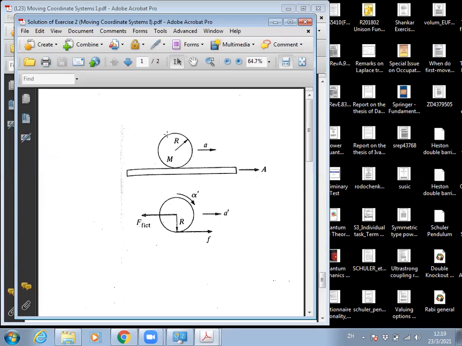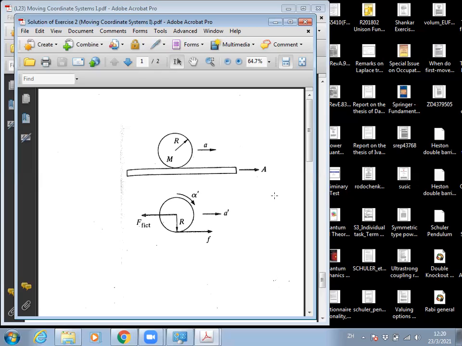Inside the accelerating frame, this is the force diagram on the cylinder. A fictitious force acts at the center of mass. Since it is rolling without slipping, there must be a friction. Am I right? So alpha prime is the rotational acceleration in the accelerating frame, and A prime is the translational acceleration inside the accelerating frame.